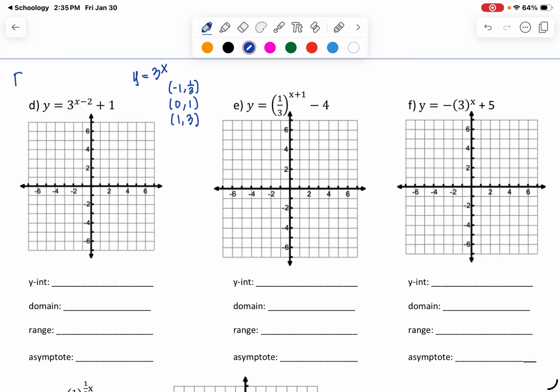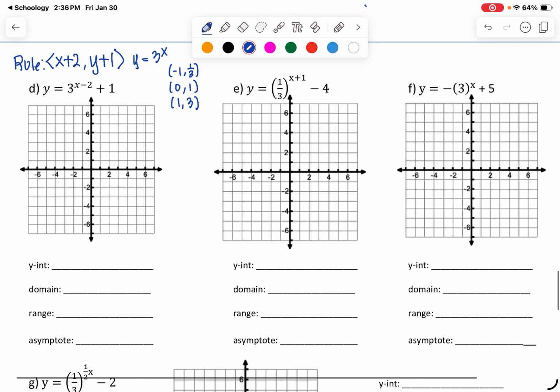So my rule for this one is I'm going to add 2 to my x values, and I'm going to add 1 to my y values. And if you're not sure why it's add 2, there is a lesson on that from chapter 1. I think it's chapter 1. Okay, let's just go ahead and graph since we're here. This is moved up 1, so I'm going to move my asymptote up 1.